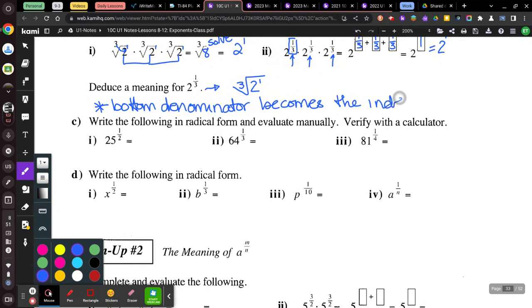Okay, so the denominator becomes the index. So on this one, I'm going to have root 25 to the 1. Do I have to show that index of 2? No, the 2 is the only one that can hide. Then you would solve it. It says evaluate. That means solve it. So I'm going to solve it, and it becomes 5 to the 1.